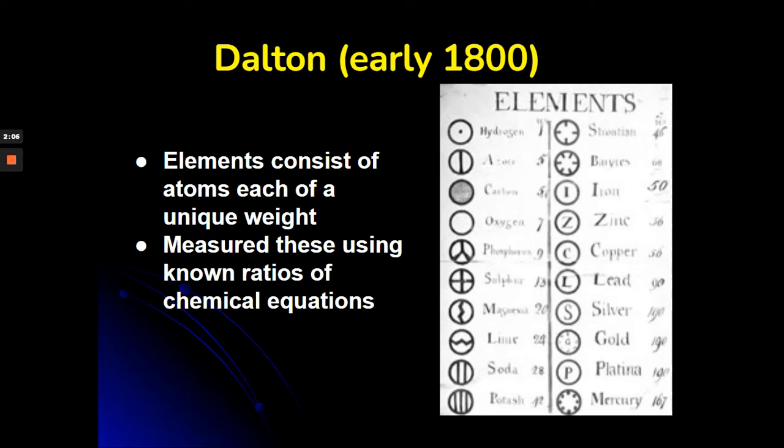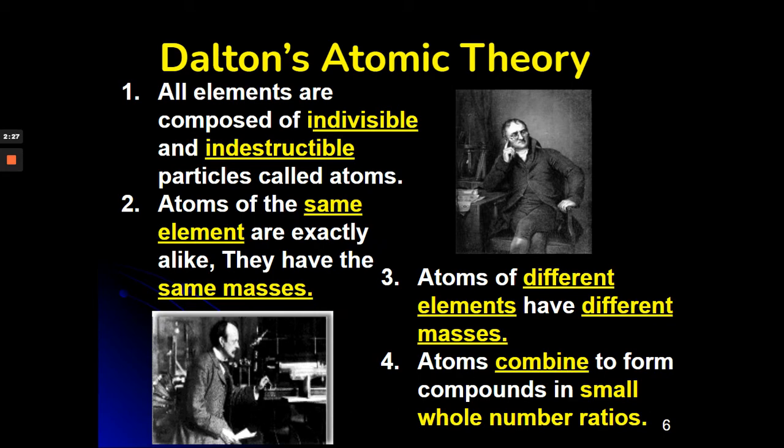In the early 1800s, Dalton started to sit around and think about atoms and matter and how they behaved. Notice that we now have a list of more elements. Again, some of those are not correct. And so he really started looking at the ratios in chemical reactions and things like that, and what he came up with is Dalton's atomic theory. And so we know all elements are composed of indivisible and indestructible particles called atoms. At least this is his theory.